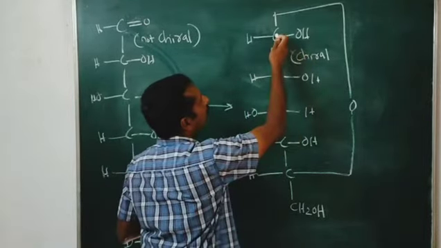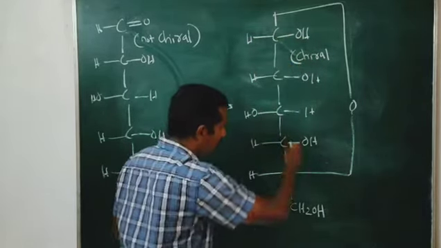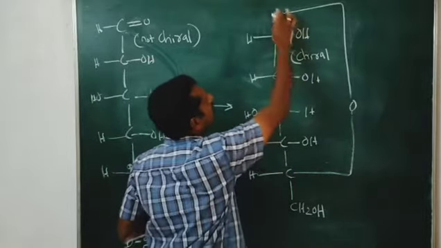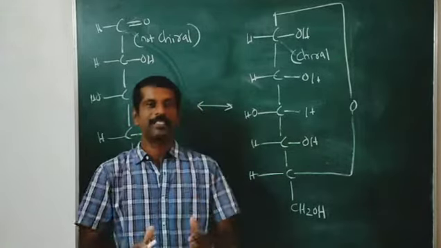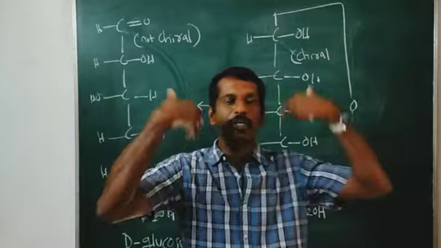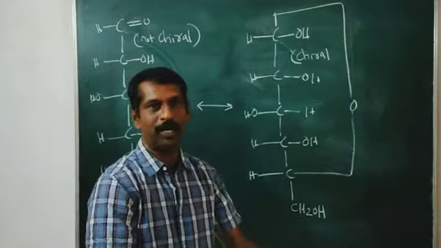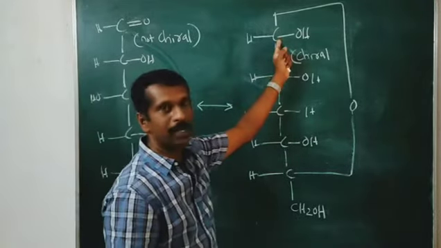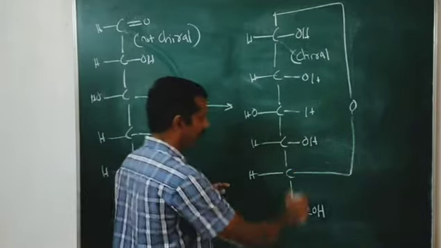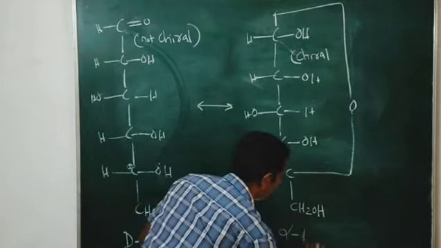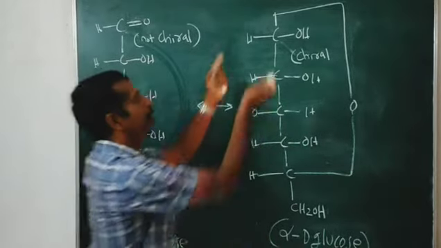Look at this carbon. One bond is with hydrogen, another bond is with OH, the third bond is with this part, and here it is with oxygen. That means this carbon is becoming a chiral carbon. So since the carbonyl carbon is changing to a chiral carbon when it is changing to hemiacetal, it will give two structures: one is alpha D glucose, and the other one is beta D glucose.